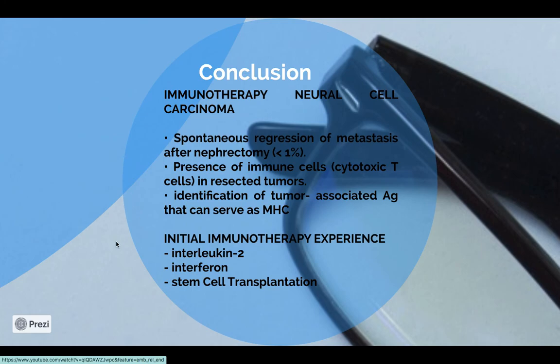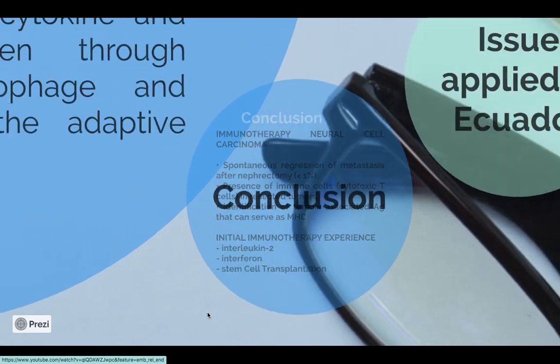And in conclusion, regarding immunotherapy in renal cell carcinoma: the first point is spontaneous regression of metastasis after nephrectomy, less than 1%, and the presence of immune cells and cytotoxic T cells in resected tumor. Identification of tumor-associated antigens presented by MHC. And another point is that the initial immunotherapy experience was interleukin 2, interferon, and stem cell transplantation.